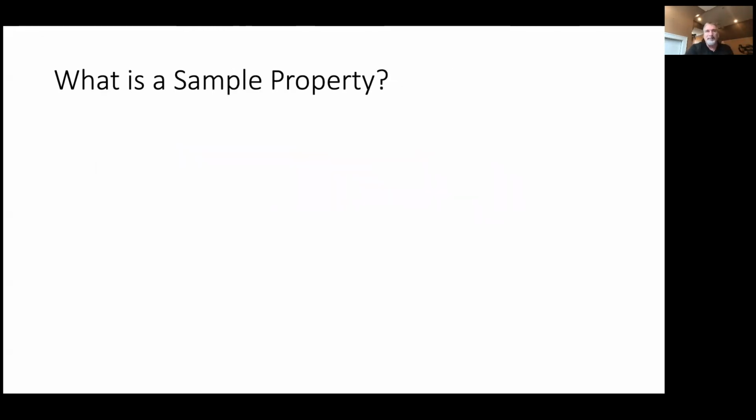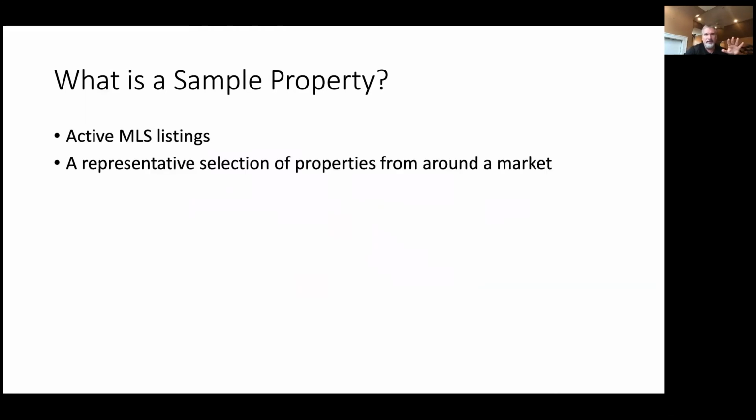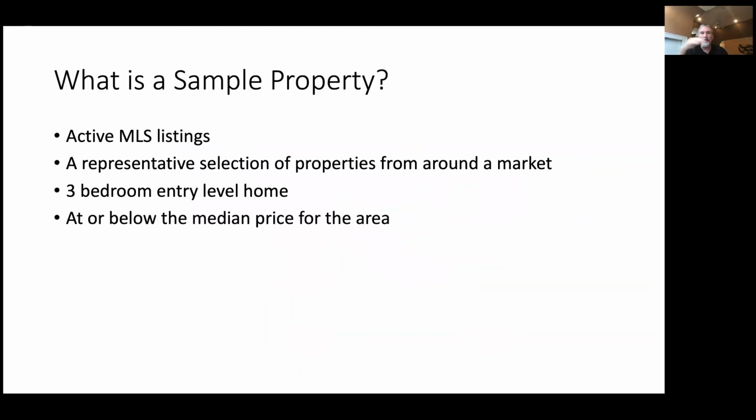So first of all, what's a sample property? A sample property is an active MLS listing that is representative of the kind of properties you'd find around that area, right? A typical 3-bedroom family home. And you want to find them at or below the median price. So if the median price, the typical price in an area, is 200 grand, an ideal sample property is 175, right?